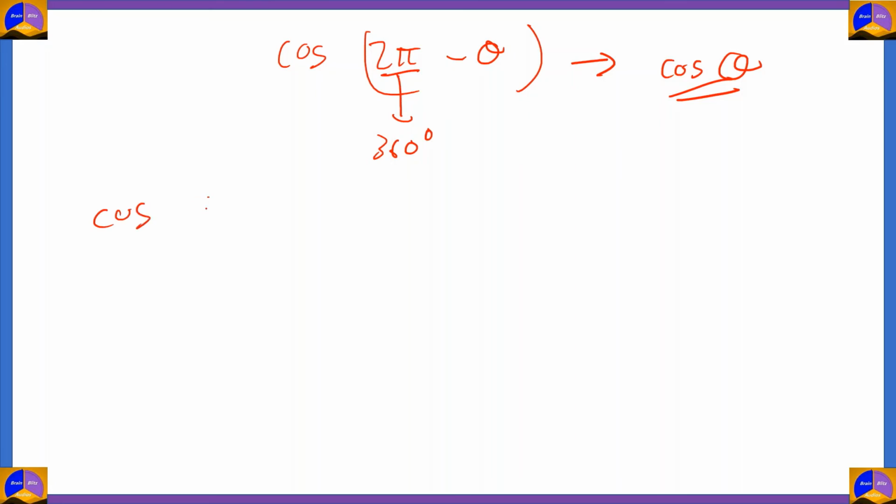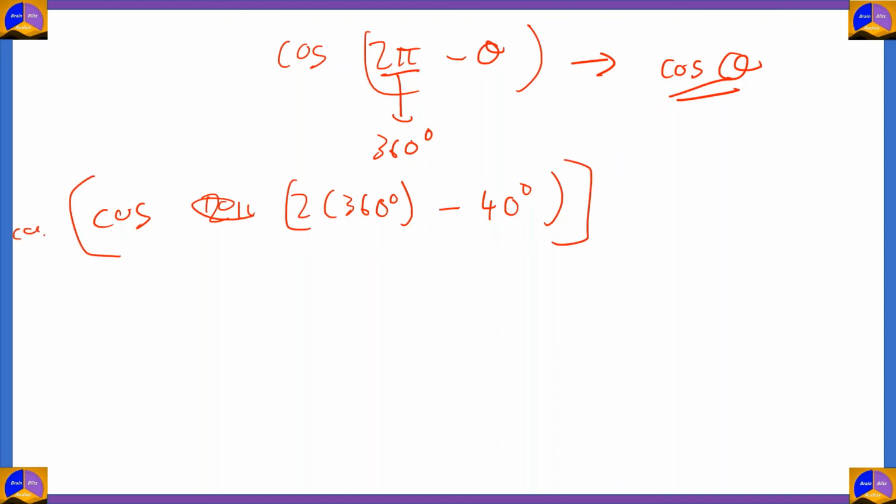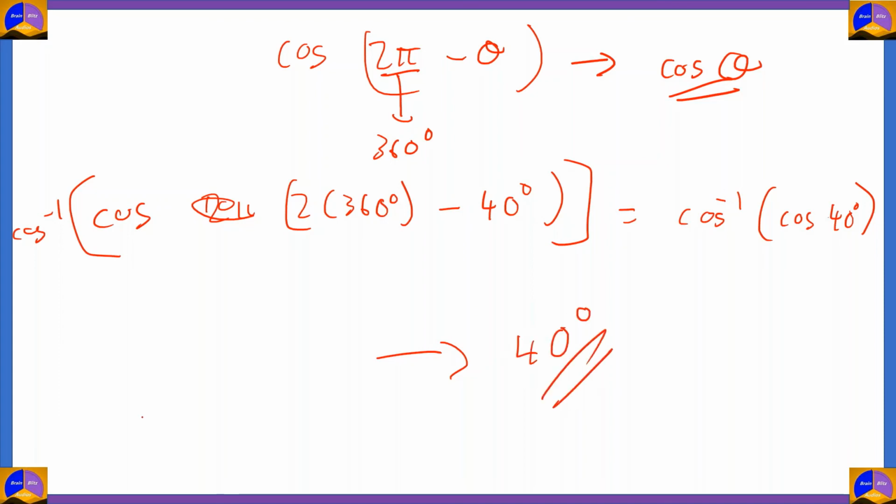So therefore, we can write cos of 2 times 360 degrees minus 40 degrees, which has a whole cos inverse in the beginning, as equal to cos inverse of cos 40 degrees. And right now, it's pretty easy to get the principal value by just removing cos and cos inverse. They cancel each other out. So now we get 40 degrees as the answer for cos inverse of cos 680 degrees.